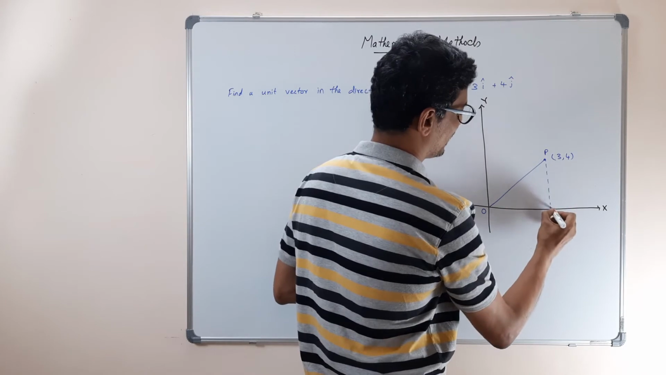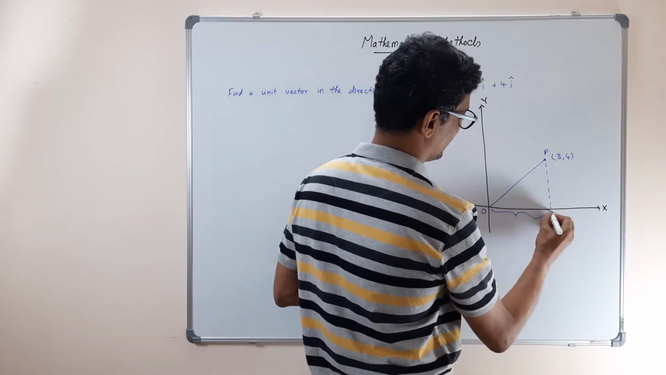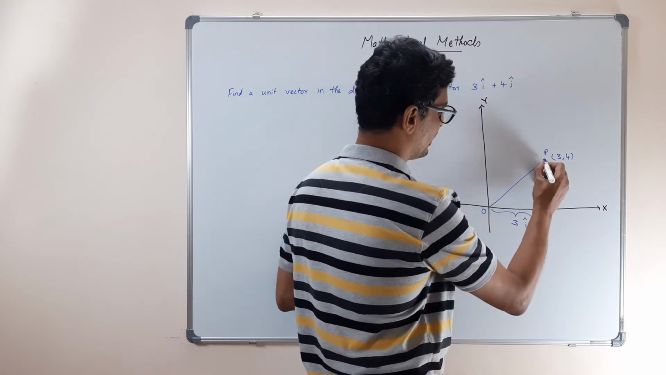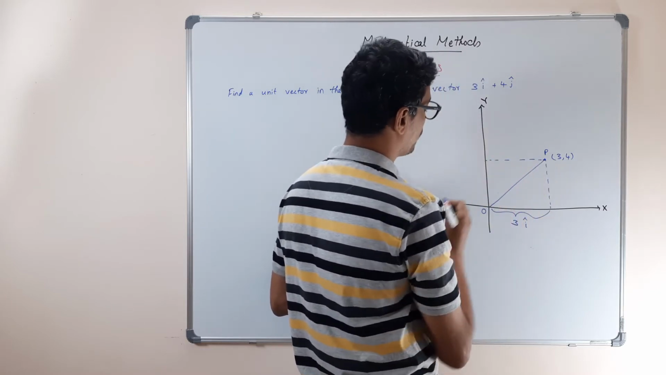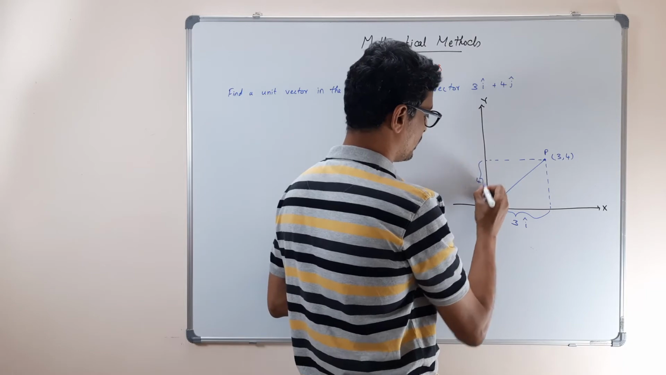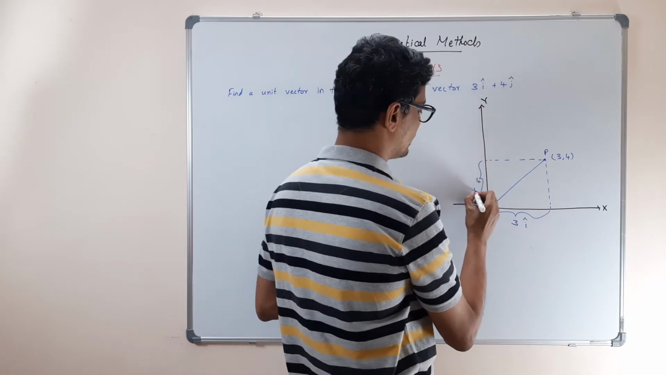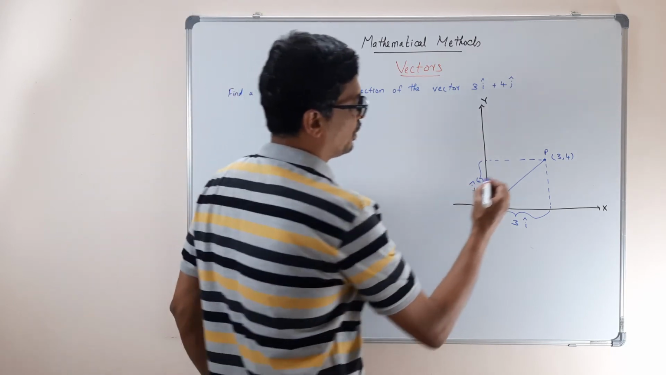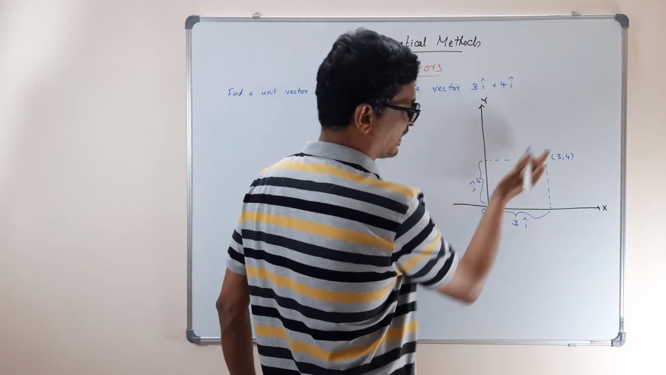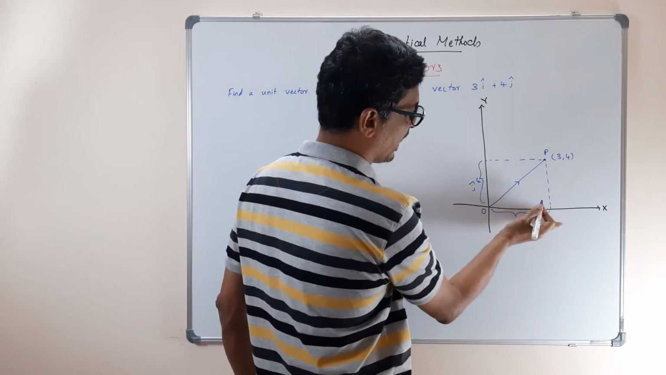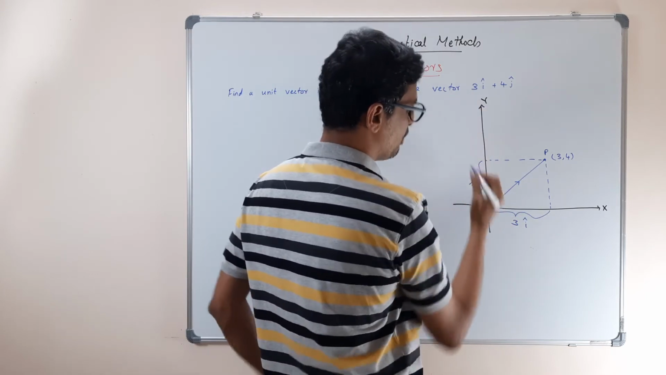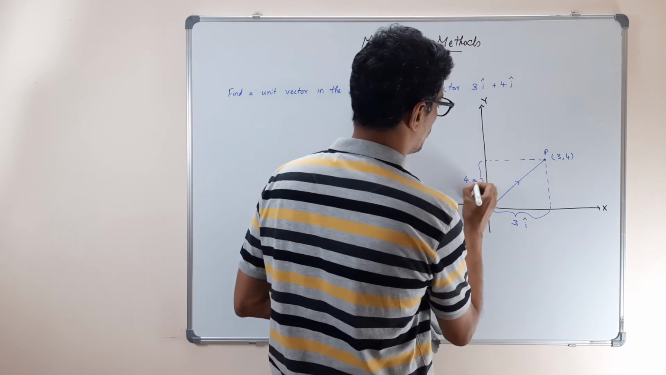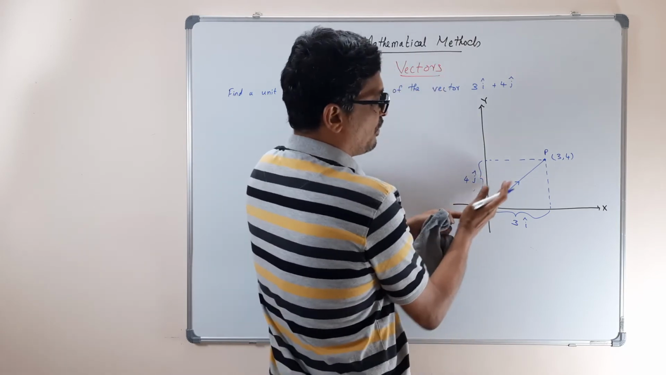So what it says is, the magnitude is 3 and the direction is i cap. And here, the magnitude is 4, and the direction is j cap. So this is what a vector is. So when we get 3 i cap plus 4 j cap, that will be a vector.